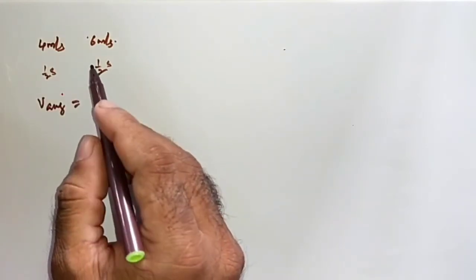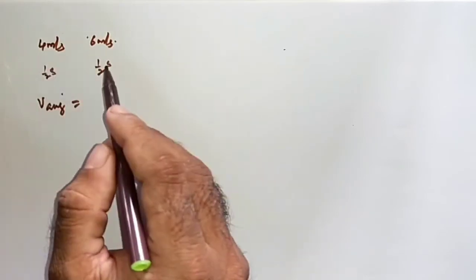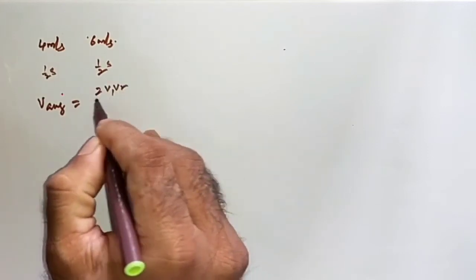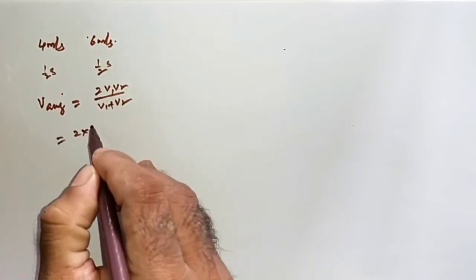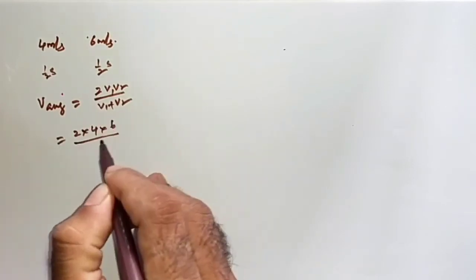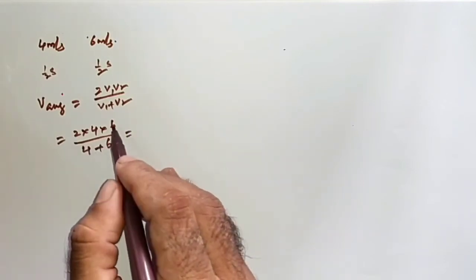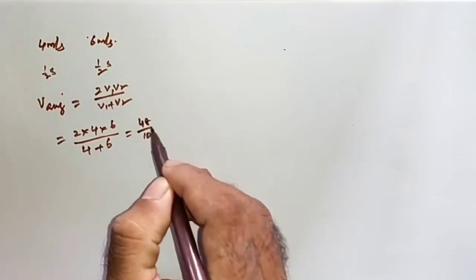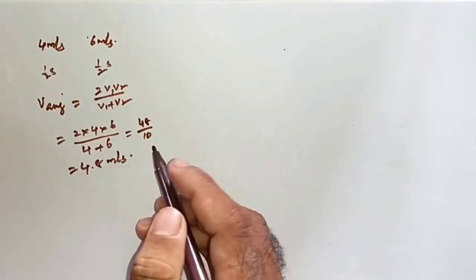So here which is the same? Distance is the same. Half of the distance, half of the distance. When distance is the same, what is the formula? 2v1v2 by v1 plus v2. That's it. That is 2 into 4 into 6 by 4 plus 6. How much is this? 48 by 10. That is equal to 4.8 meters per second, the average speed.